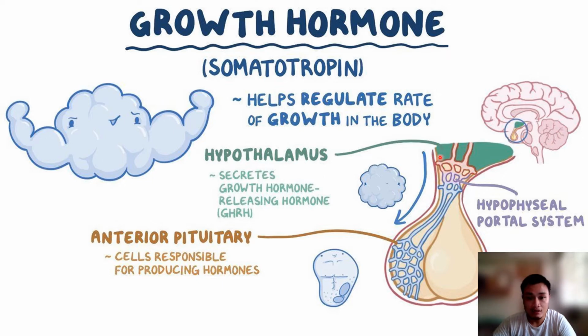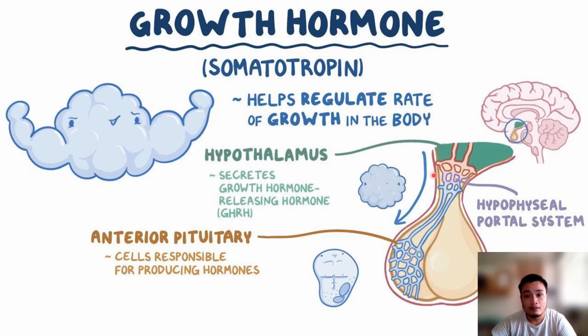And this GHRH is secreted by the secretory nuclei in the hypothalamus through the hypophyseal portal system. Again, it is the system of blood vessels that connects the hypothalamus to the adenohypophysis, or your anterior pituitary. So it releases the GHRH.